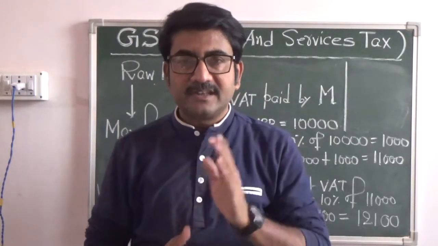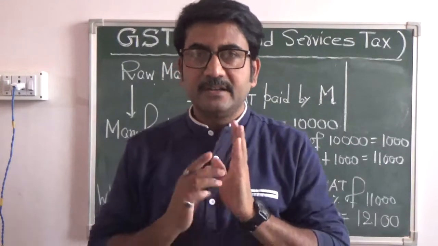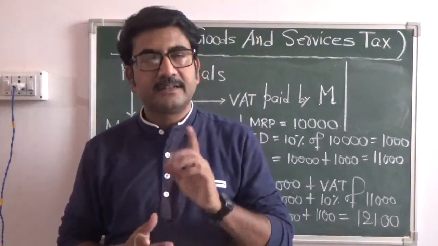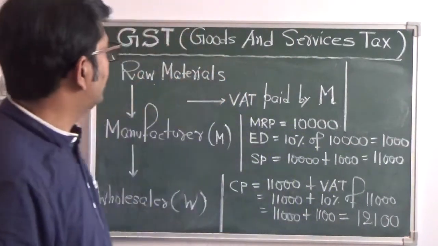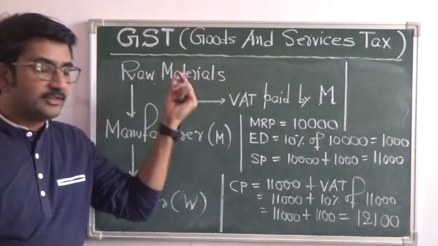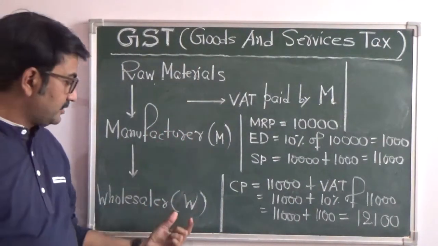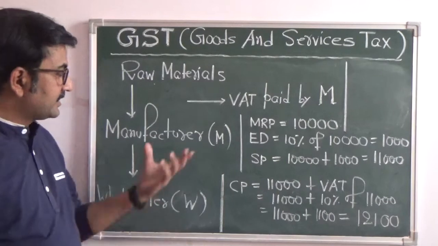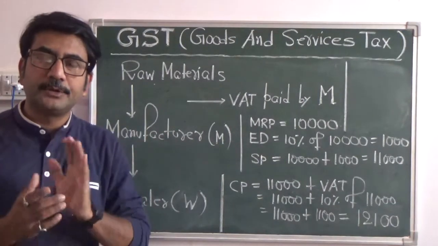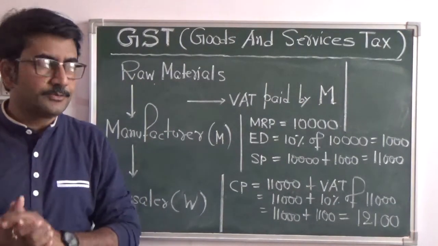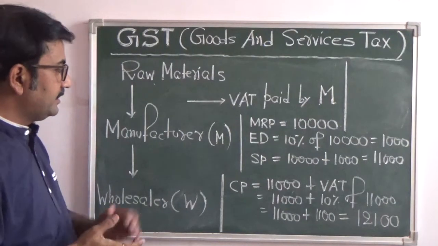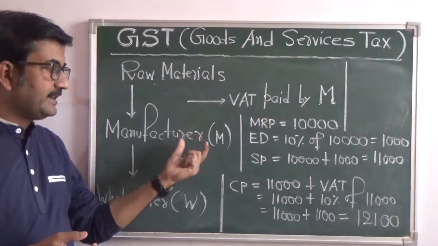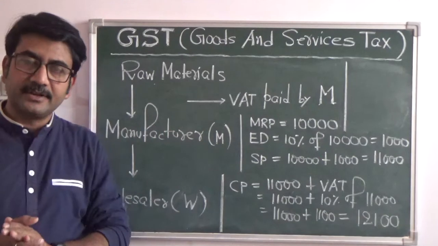Now let us take a small supply chain to understand the cascading effect of tax, that is tax on tax. Here we have the raw materials, manufacturer and the wholesale. Suppose the manufacturer wants to produce a mobile. So for the production of a mobile, the manufacturer needs raw materials for its production.